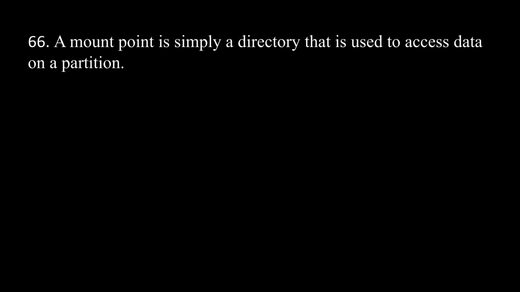Next statement. A mount point is simply a directory that is used to access data on a partition. The statement is true or false. A mount point is a directory in the file system that acts as an access point to a partition or another storage device. So the correct option is true. When a partition is mounted to a specific directory, that directory becomes the mount point. It provides access to the content of the mounted partition or storage device within the overall file system structure.